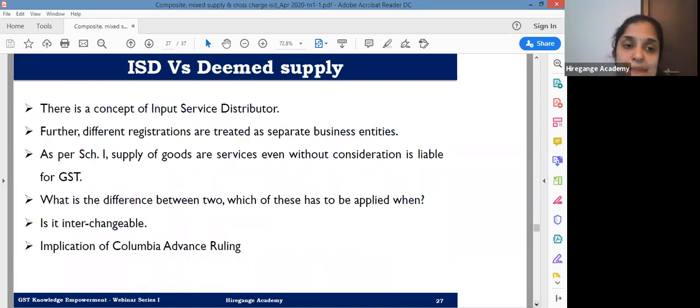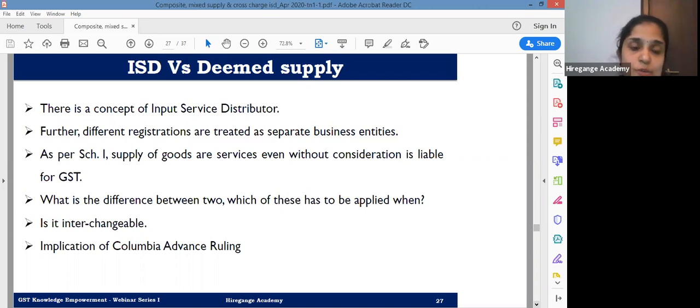Now we will first compare and contrast ISD versus the deemed supply in Schedule 1. ISD, I said, is a separate registration which can be taken, which only acts as a receiver of all the invoices of vendors and passes on the credit to the respective location which is consuming the benefit of that expense. But a deemed supply is a supply originating from a branch office and supplied to another branch office in a different state. This is the major important distinction between ISD and a deemed supply.